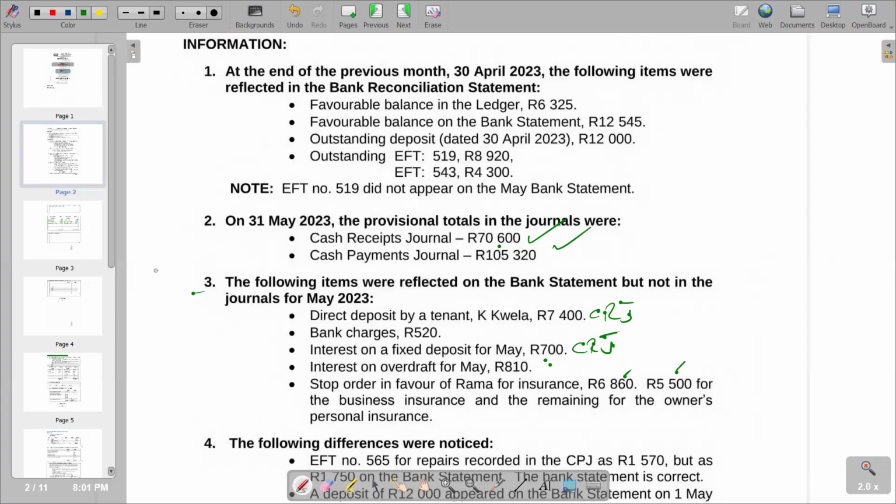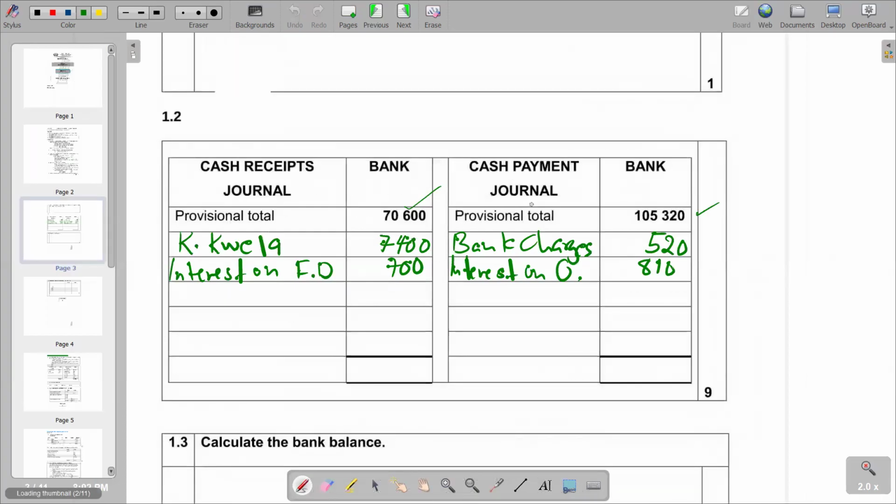So we are saying insurance under payment. So stop order, remember, it's money that is being withdrawn from a bank account. It's a payment that is being made. So it's an outflow again. So it's supposed to be on the credit side in our ledger in our bank account, but on the bank statement it will be on the debit side. So we are saying it's a payment, and we are supposed to put it under cash payment journal, and we are saying 5,500 insurance. So we come here.